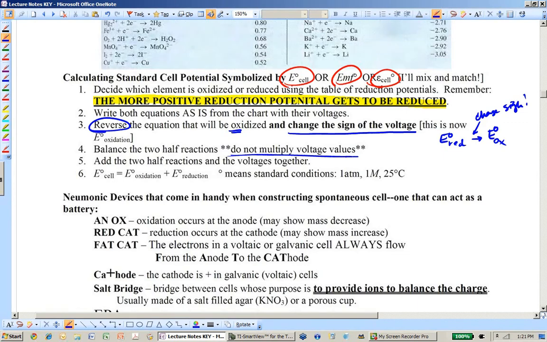How come? I know you're wondering. Because remember that a volt is a joule per coulomb, which means it's a ratio. So doubling a ratio does not change a ratio. Tripling a ratio does not change a ratio. It's still a ratio. So we don't ever multiply those voltages. But we will add the two half reactions and the voltages together, remembering that you change the sign of the oxidation one. And it's just that simple.